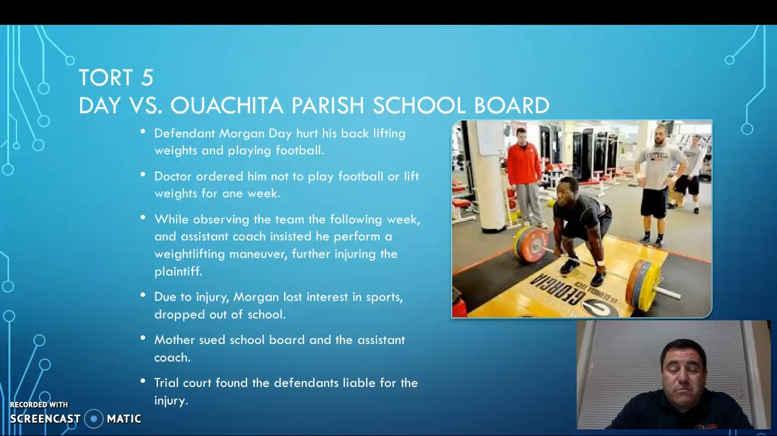Somebody has a sick note, you're hurt, don't make him lift weights. You just cost the school board millions of dollars. But more importantly, Morgan Day lost his interest in sports. Probably lost, I don't know what, maybe he's not, I have no idea what happened to him. But you ruined the child's life by being negligent.